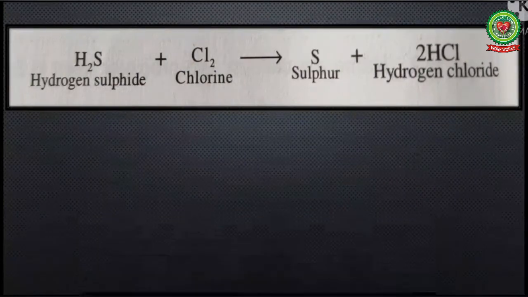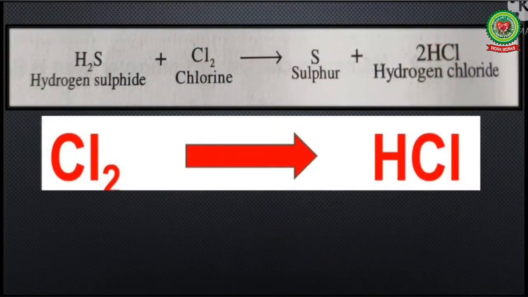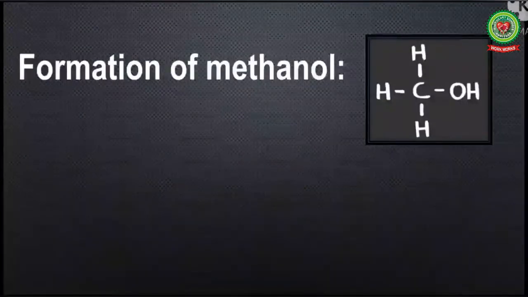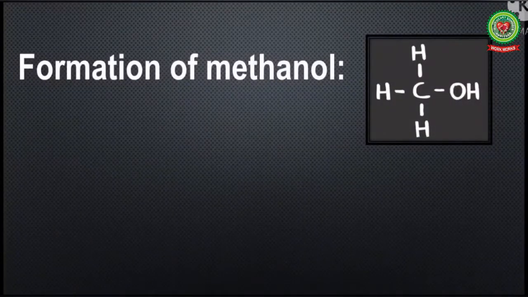Also, in this reaction, chlorine is changing into hydrogen chloride. That is, hydrogen is being added to chlorine. Now, by the definition of reduction, we can say that chlorine is being reduced to hydrogen chloride. Next reaction is formation of methanol.